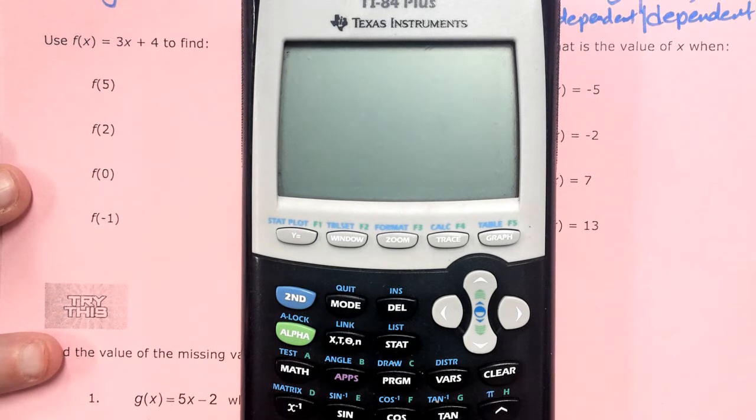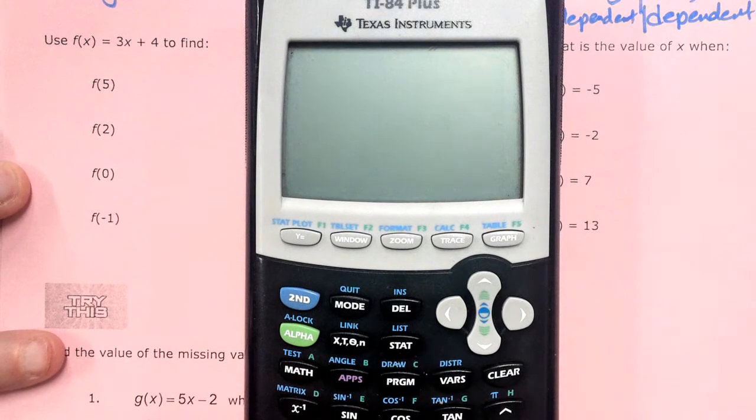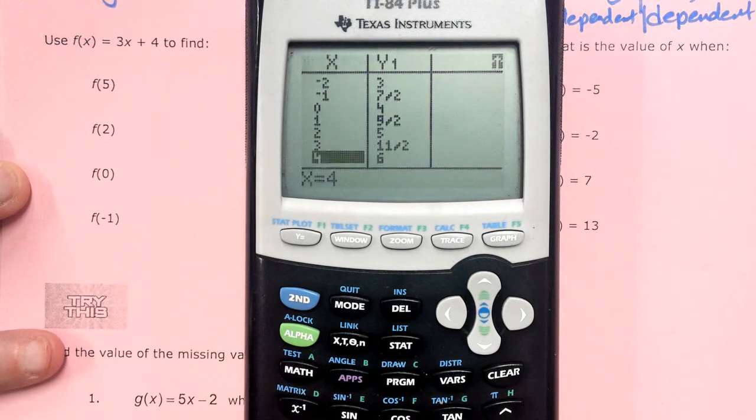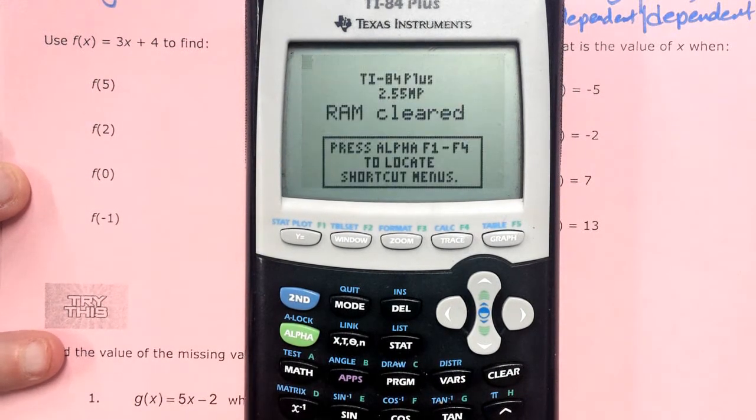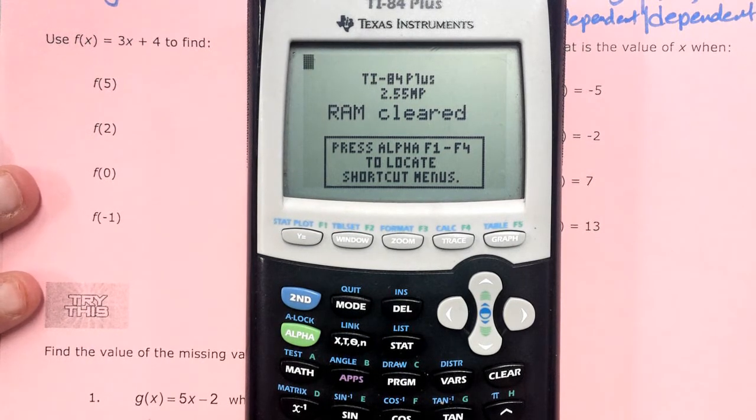Okay, so let's make sure that we're following along. First of all, remember we clear RAM by second plus 7, 1, 2. You just press those buttons. So let's clear RAM now on your calculators, because I want us to make sure that whatever crazy nonsense the last person did, you have to do it all yourself. Because you have to know how to do it.